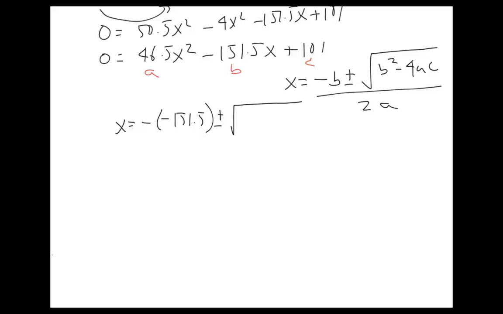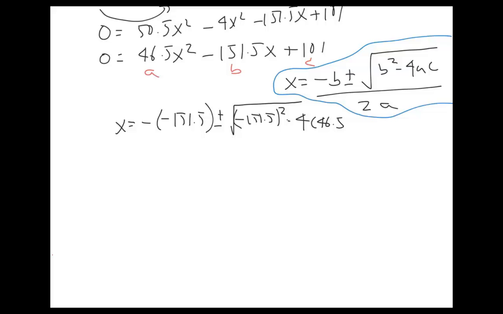of b squared. This will be minus 151.5 squared minus 4 times a, that will be 46.5. We're going to run a little bit out of space here. Let me put here like a, this is not part of this. Cool. 46.5, sorry about that. And then we'll multiply this by c, that is 101. So the root square goes all the way down to here. And we divide this by 2a.